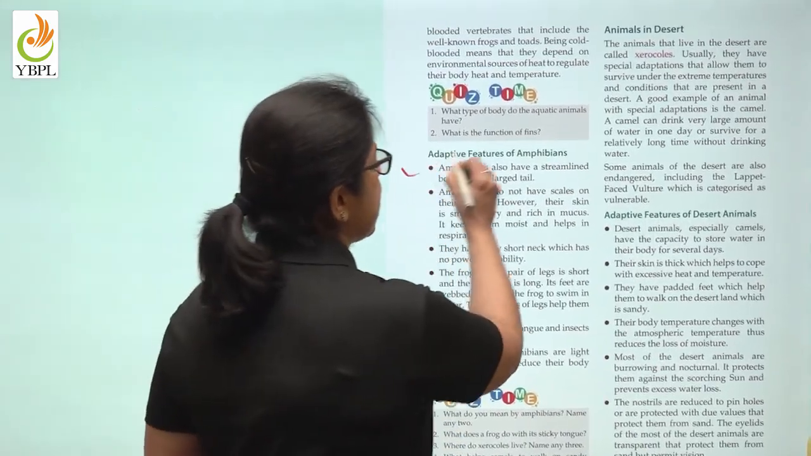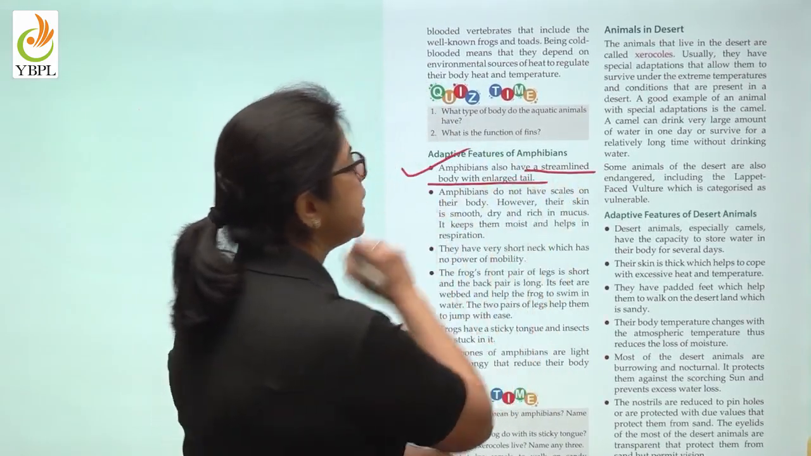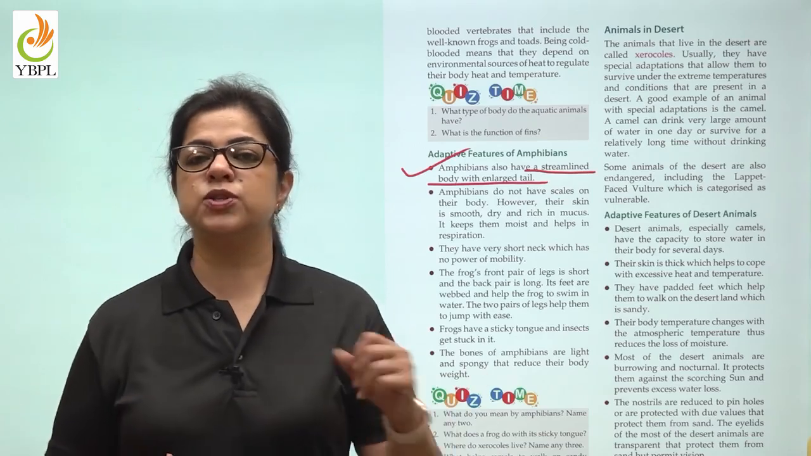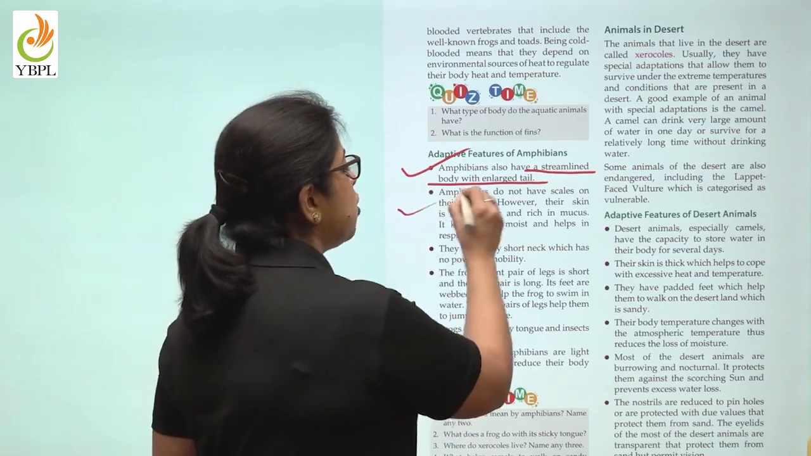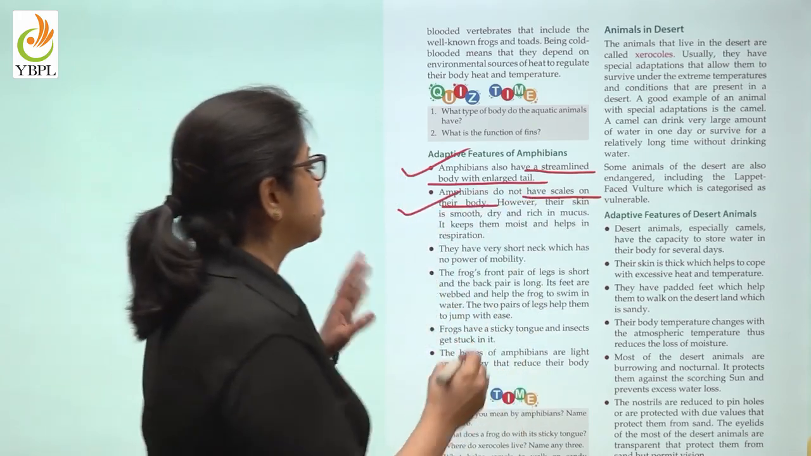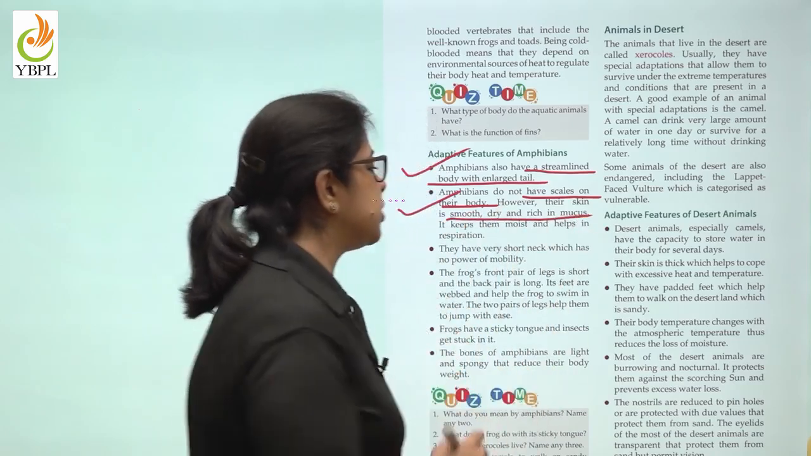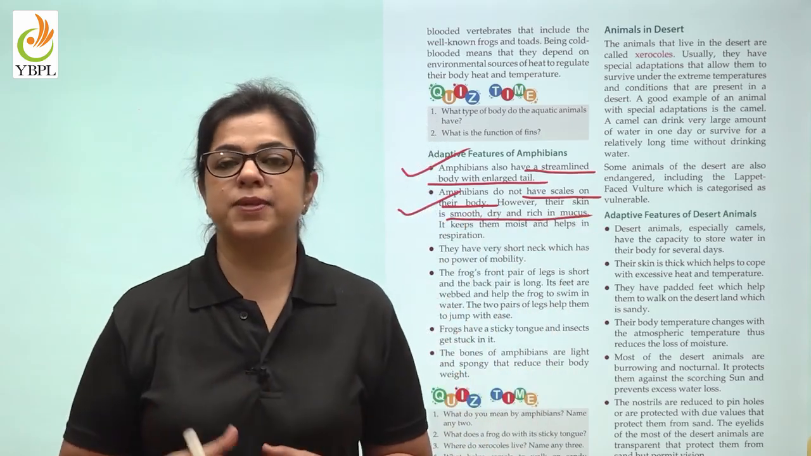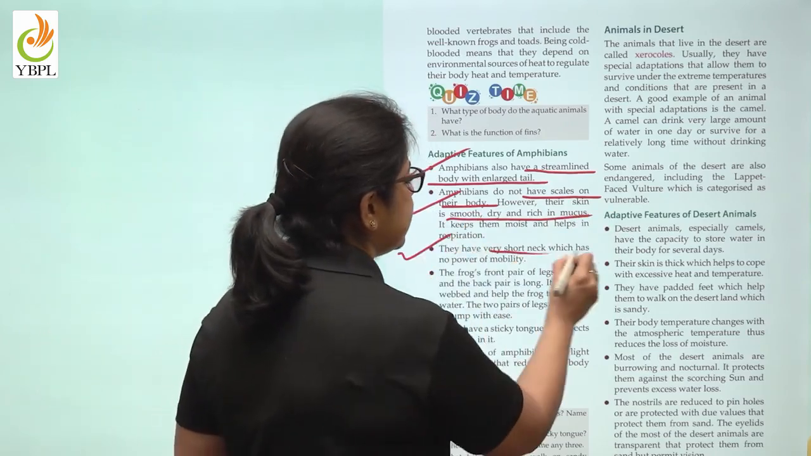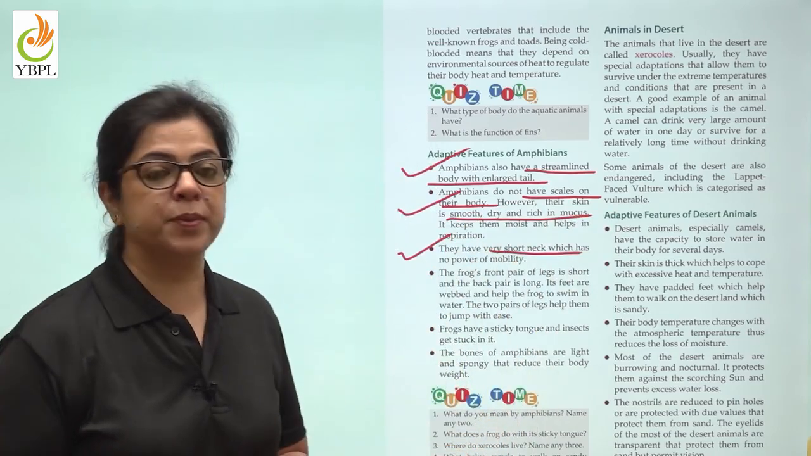So, amphibians have also got a streamlined body but a long tail that helps them to change direction when they are swimming in water. They do not have scales on their body. Their skin is smooth, dry and rich in mucus. It actually helps in respiration under water. They have a short neck which has no power of mobility.